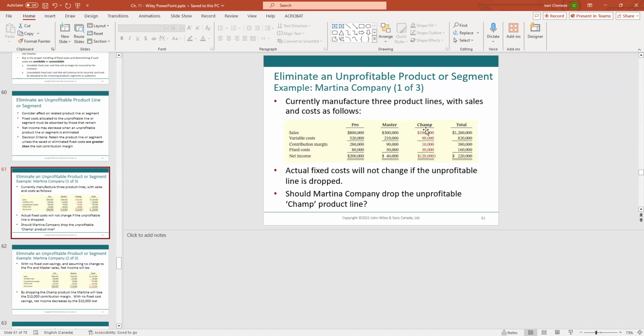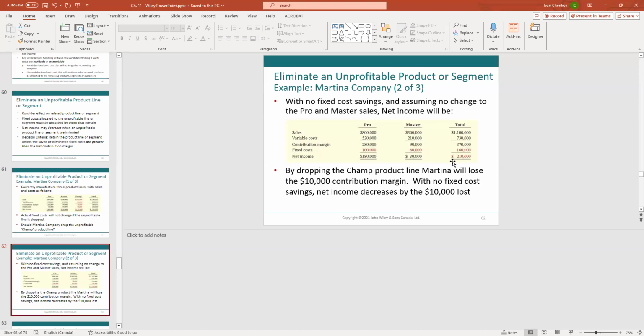Again, if I have the champ, I'm making 220,000. If I eliminate it, I'm making 210.